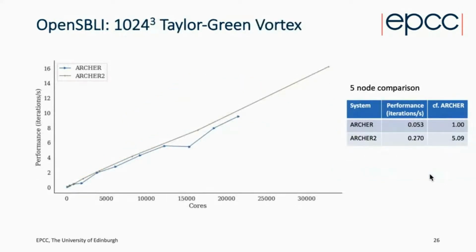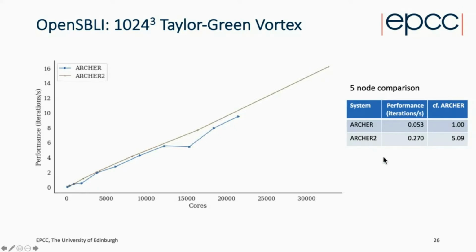My final example is an OpenSBLI CFD example. This is one of the benchmarks that was used to procure ARCHER2. This one scales out much further. You can see here I'm out to just over 30,000 cores on the ARCHER2 curve, which is the grey curve here. And again, per core performance looks very similar to ARCHER, a little bit better than ARCHER on a per core basis, which is what you'd expect. And the scaling looks fine out to about 30,000 cores.